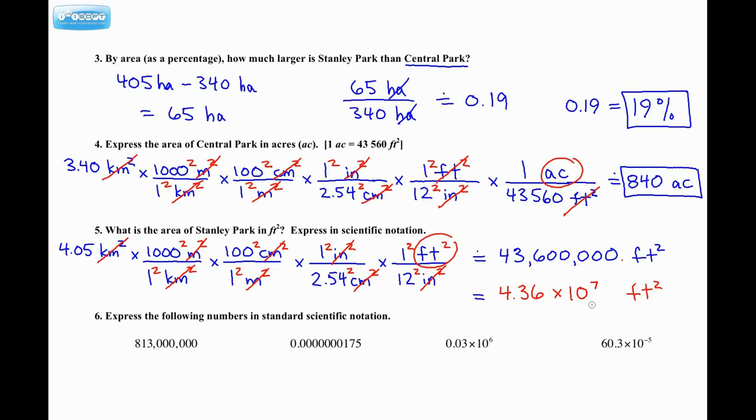And as you can see, I didn't have to write so many zeros. Okay? If you're a little confused, that's totally fine. The best way to become more comfortable is just to do a bunch of examples. And that's what I'm going to do for number 6.